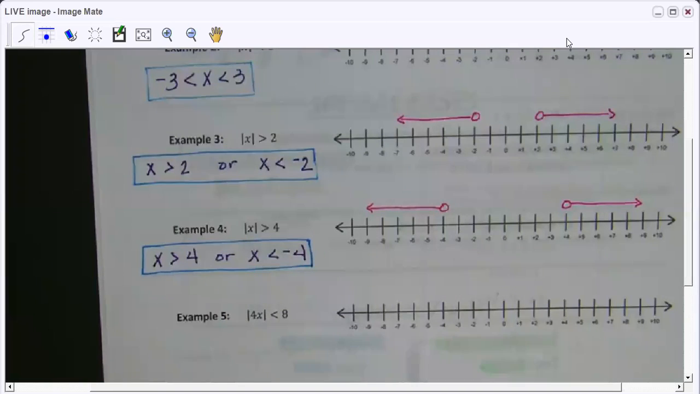Okay, any questions on those first four? Do we have to have the arrows or not? Yes, because that tells us that it goes on to infinity. It can be any number.